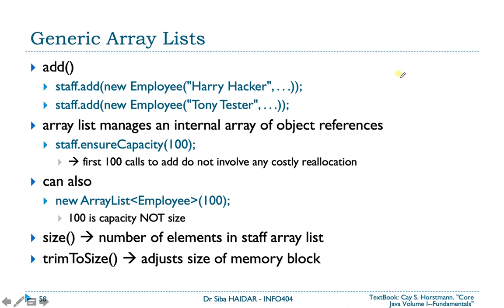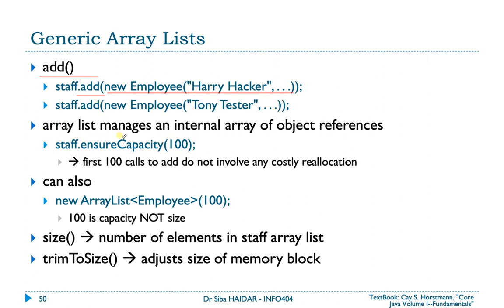So let's see the array lists. In order to add elements to an ArrayList of employees, you just invoke the add method and you give an object reference or directly the object itself to the add method. And for example, here we added 2 employees to the staff ArrayList, which are Harry Hacker and Tony Tester.